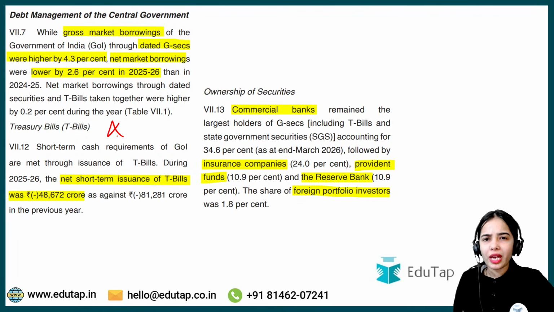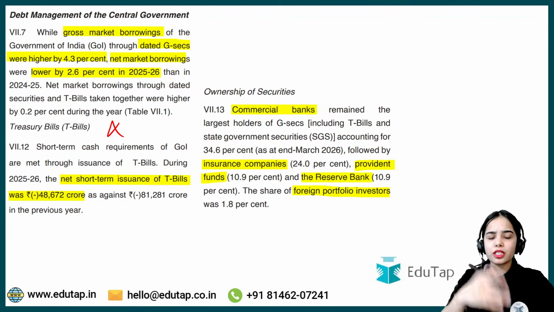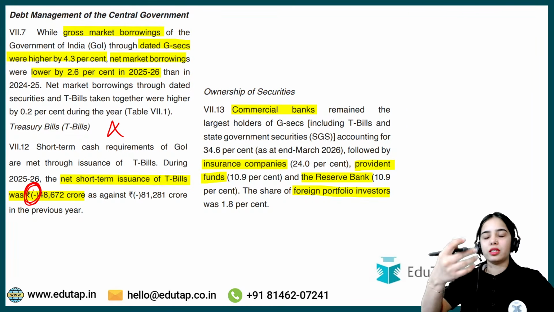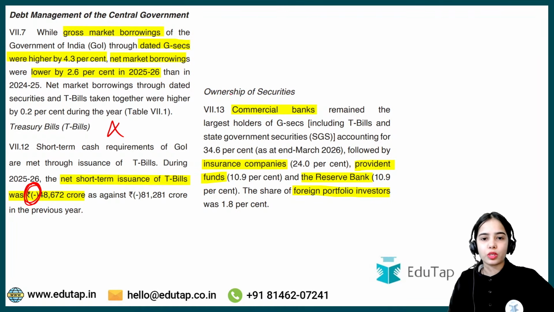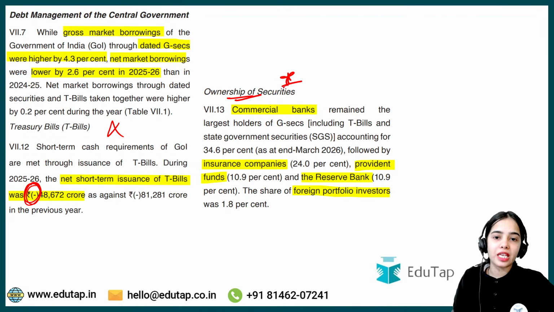So the numbers you don't have to remember, just the idea I wanted to provide you, that in the T-bills the net short-term issuance is negative, because in the same year the repayment has to happen for the previous years also. Now, ownership of securities, this is very, very important.